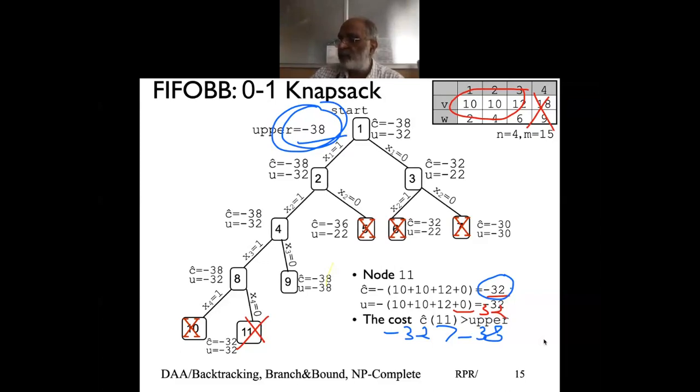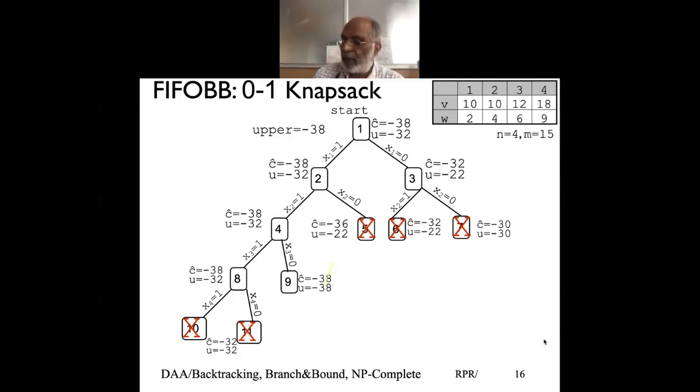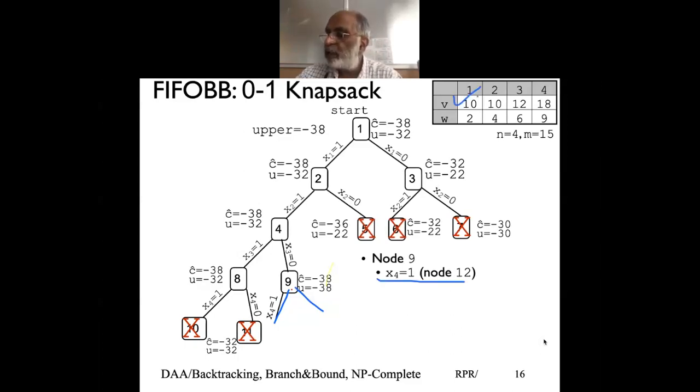Then next we need to explore node 9. These nodes are killed, and the only node left is node 9. When we explore this node 9, the choices are either include node 4 or exclude node 4: x4 is equal to 1 or x4 is equal to 0. When x4 is equal to 1, that means I include this, this, this, this, and x3 is equal to 0 means we're not including this.